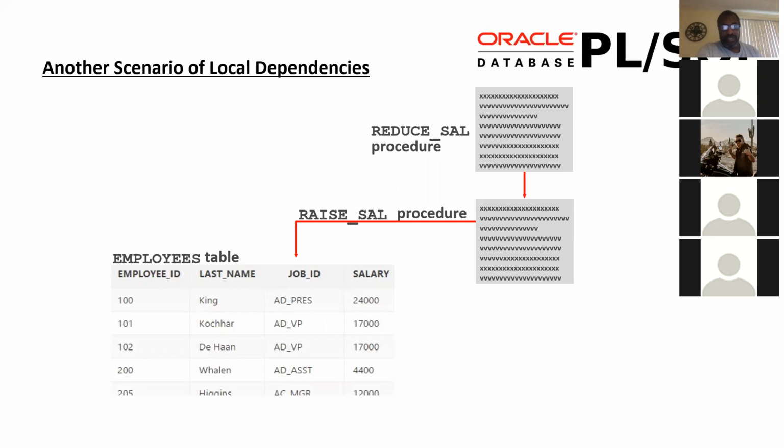And this is just showcasing another scenario of local dependency. If you remember that reduced salary procedure and the raised salary procedure, and how those are dependent on, tied to, or connected to the employees table, and basically job ID, salary. It's just showcasing the dependency of those procedures to the employees table.